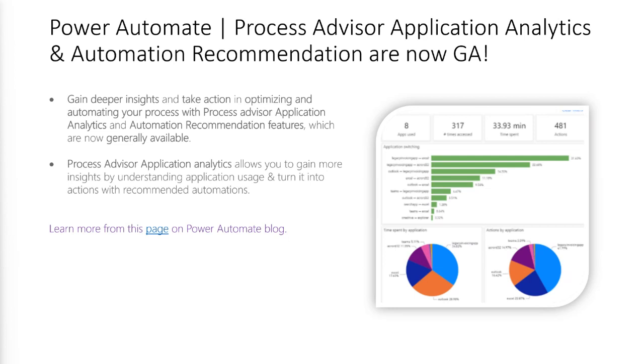So another general availability here when it comes to Power Automate is the Process Advisor, Application Analytics and Automations recommendations. It's now generally available. Pretty much what it does is it allows you to gain more insights from recording by understanding application usage and turns insights into actions with recommended automations. This is a feature that I haven't used yet, but I plan to do that. So I would recommend you to also check it out on the Power Automate blog.